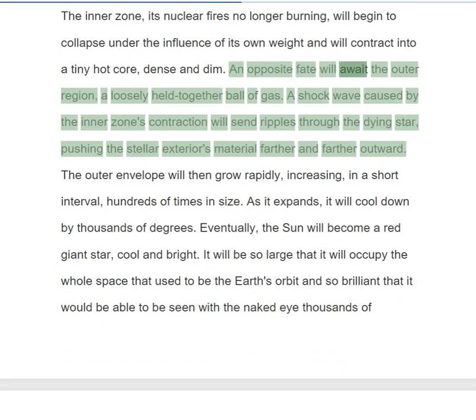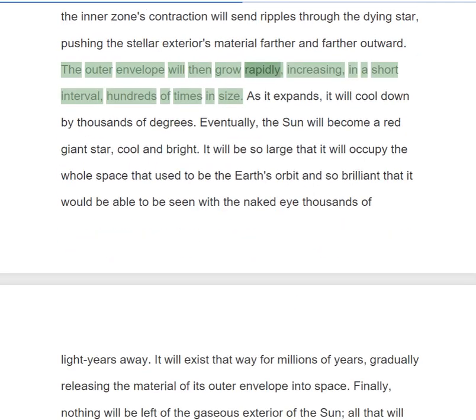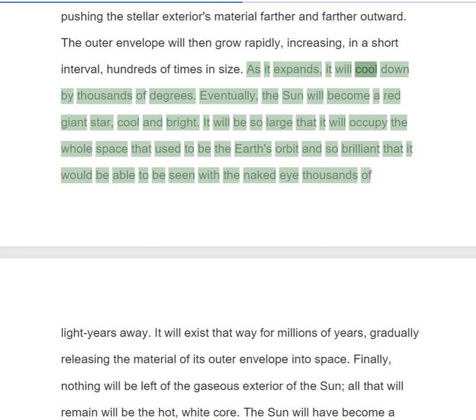An opposite fate will await the outer region, a loosely held together ball of gas. A shock wave caused by the inner zone's contraction will send ripples through the dying star, pushing the stellar exterior's material farther and farther outward. The outer envelope will then grow rapidly, increasing, in a short interval, hundreds of times in size. As it expands, it will cool down by thousands of degrees.